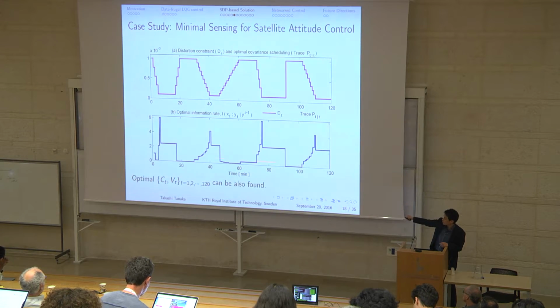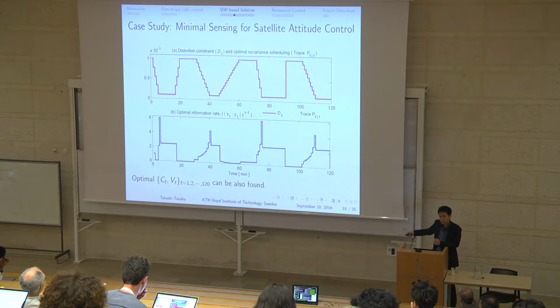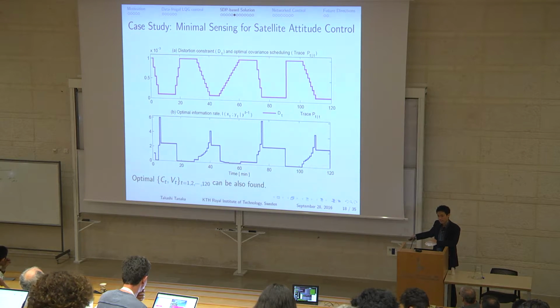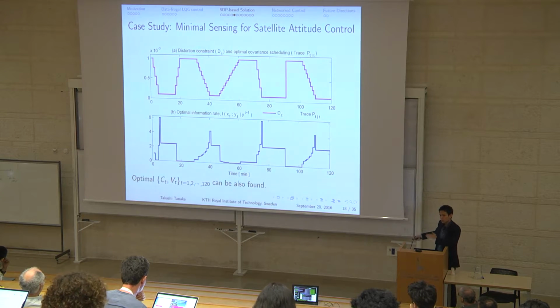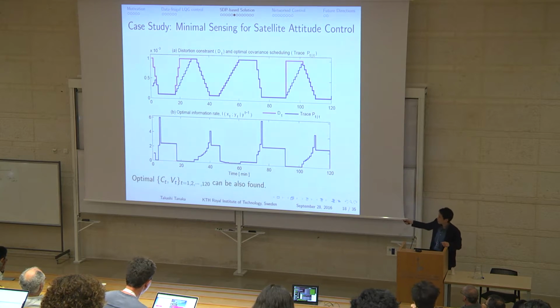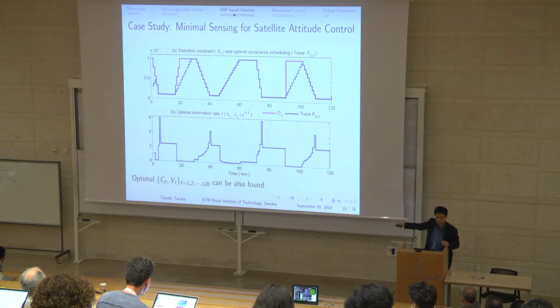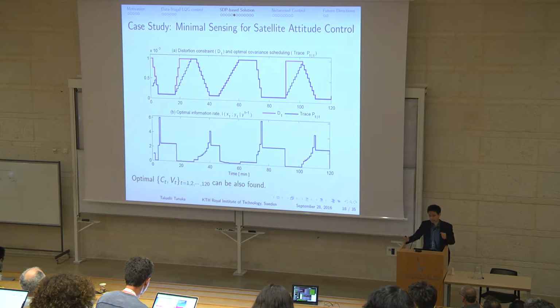Essentially, this bottom plot is showing the number of information bits that must be transmitted from the satellite to the ground station at every time instant. And if you do this communication, you can actually achieve this requirement. And there's something interesting happening here. For instance, if you look at the interval around 20, this value is 0, meaning that zero communication is required. So there's no communication required between satellite and ground station.